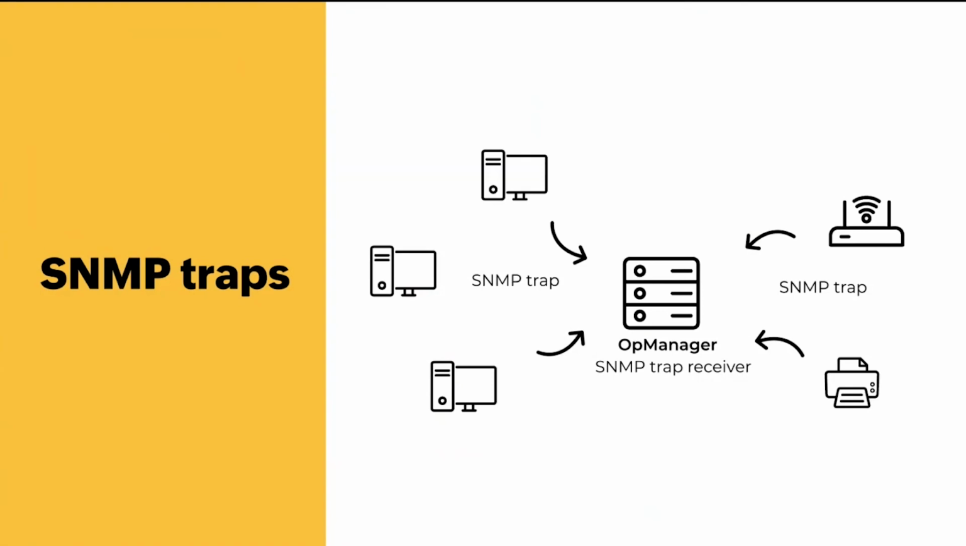For example, let's consider a printer that is being remotely monitored by OpManager using its SNMP monitoring feature. When an error occurs, let's say a paper jam, a trap is instantly generated in the printer and sent to OpManager, which in turn converts it into an alarm to notify the user.